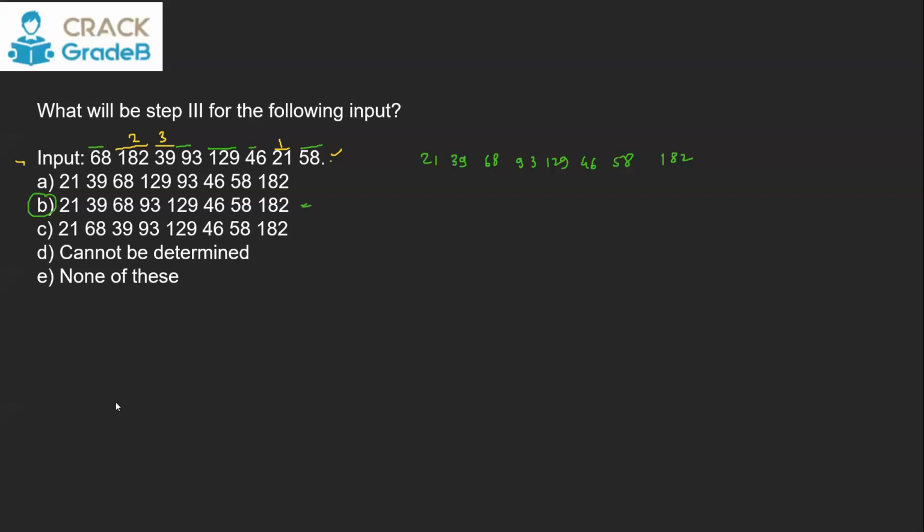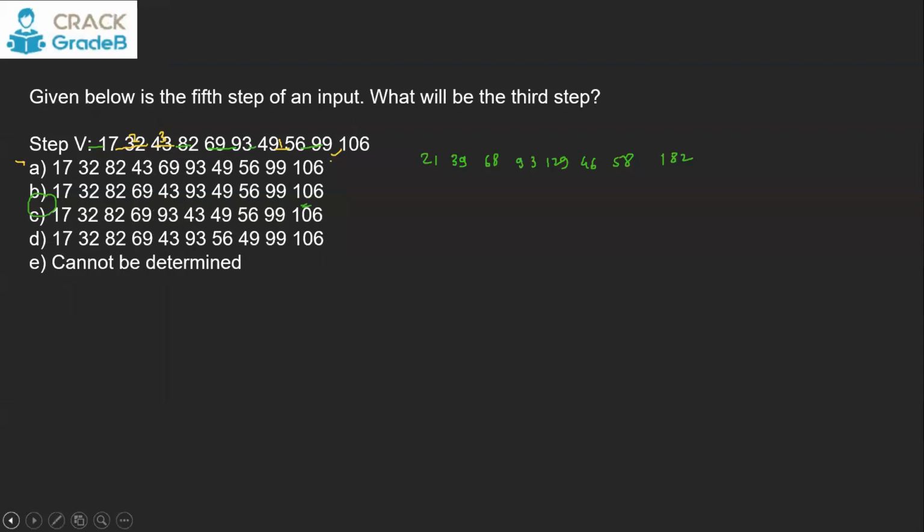Now there is another question based on the same series, but the input will be different. If the input is different, as I said, you have to do it orally. Given below is the 5th step of an input. What will be the 3rd step? See, if this is the 5th step, we know that in the first step it came here. In the second step, it must have come here. In the third step, it must have come here. In the fourth step, it must have come here. In the 5th step, 43 must have come here.